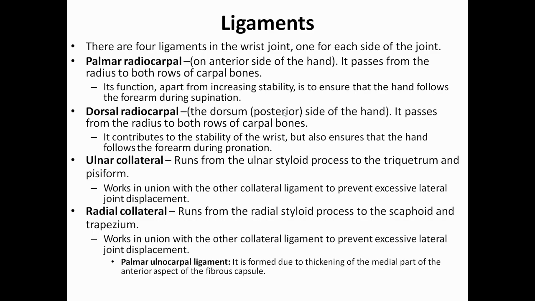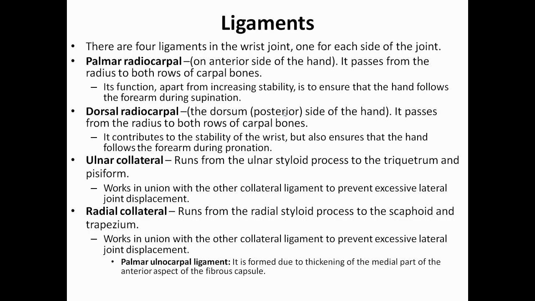Ligaments. There are four ligaments in the wrist joint, one for each side of the joint. Palmar radiocarpal ligament: it passes from the radius to both rows of carpal bones. Its function, apart from increased stability, is to ensure that the hand follows the forearm during supination. And dorsal radiocarpal ligament: it passes from the radius to both rows of carpal bones and contributes to the stability of the wrist, but also ensures that the hand follows the forearm during pronation.